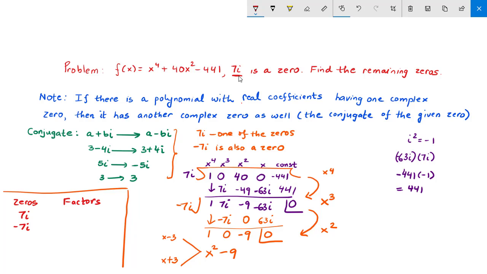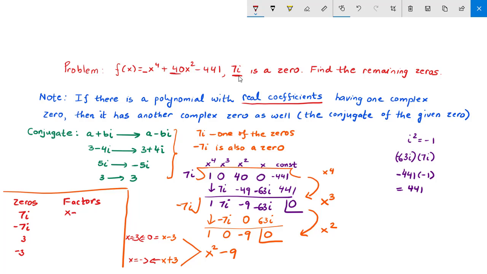Remember, it's only applicable with real coefficients. Real means the coefficients of these, 40 and 441, are real. If these coefficients are complex, this theorem is not applicable. But in this particular semester, we will be only dealing with real coefficients. So 7i, negative 7i, and from here, if I set this equal to 0, I get x equals 3, and if I set this equal to 0, I get x equals negative 3. So one of the zeros is 3, the other one is negative 3.